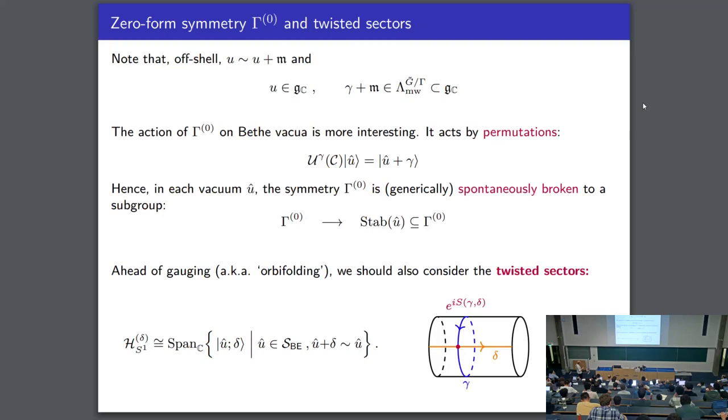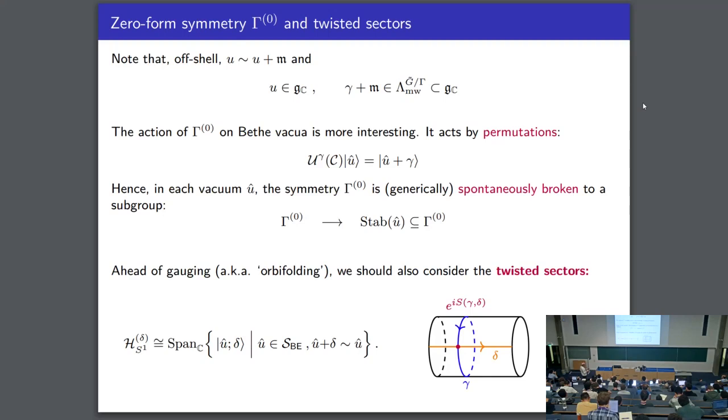What we first need to understand is how this zero-form symmetry in 2D acts on the Bethe vacua, on the Bethe states. And here, in general, the Bethe vacua will spontaneously break the symmetry. In other words, gamma zero will act as a permutation on the vacua. You can understand that again from the 3D construction. But let's say here, you just have to realize, just for this equation to make sense, that gamma here really indexes an element of the magnetic lattice of my gauge group G tilde over gamma, so of G. This magnetic lattice is itself embedded into the Lie algebra, and those things are complexified, Lie algebra valued. So at least this equation makes sense, and actually, this is a permutation between Bethe vacua. You can show that.